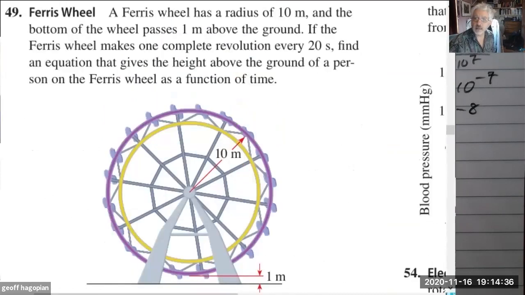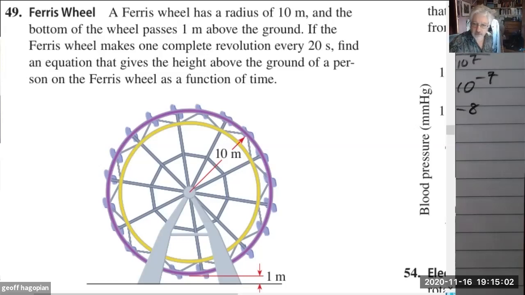Well, I kind of like the Ferris wheel. Ferris wheel has a radius of 10 meters and the bottom of the wheel passes 1 meter above the ground. The Ferris wheel makes one complete revolution every 20 seconds. Find an equation that gives the height above the ground of a person on the Ferris wheel as a function of time. Okay, so I'm going to draw a picture.